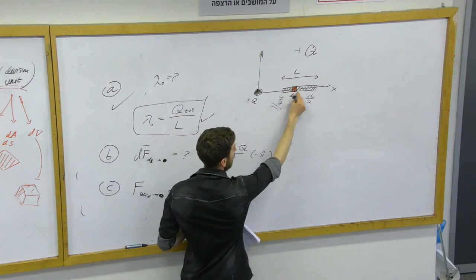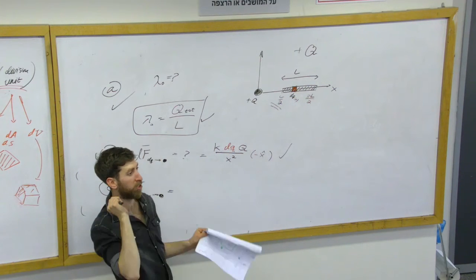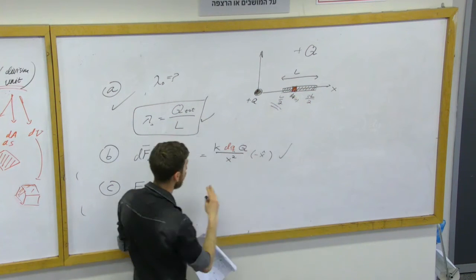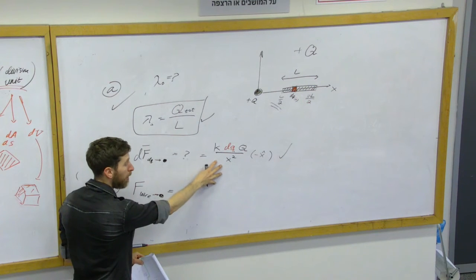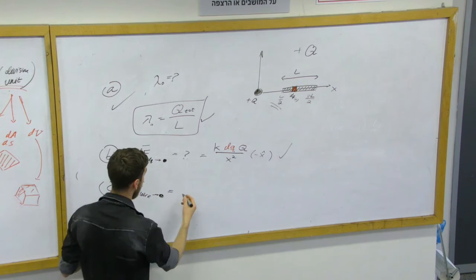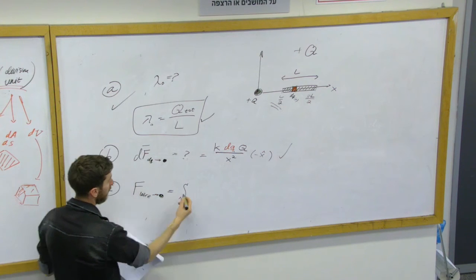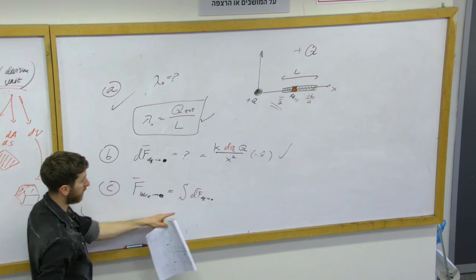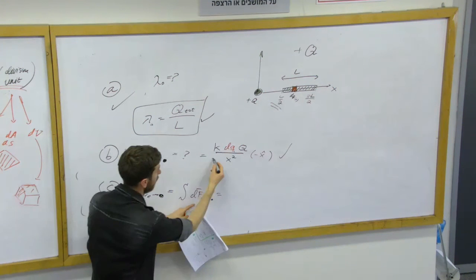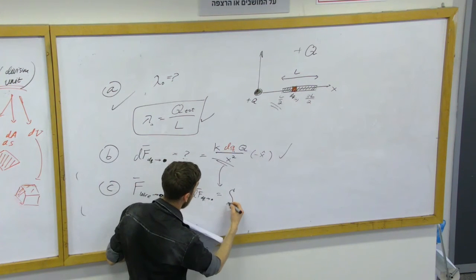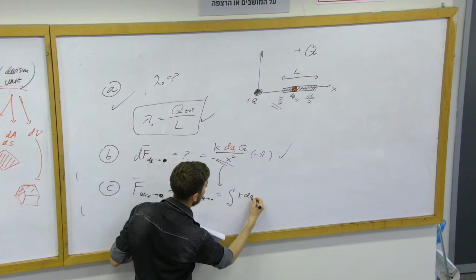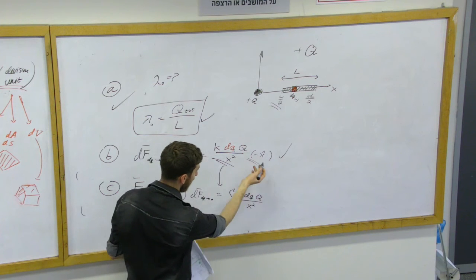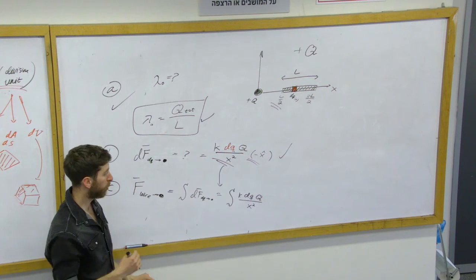If each piece of charge connected to the rope is actually pushing the ball, I need to sum all the contributions of all the small pieces that want to push the ball. This is how much each one pushes the ball. So this is equal to the integral of dF, dq on the ball, right? And this is a vector and this is a vector. Now let's put this here. So the integral of k dq q over x squared, right? And in general, all the pieces are pushing to the left.